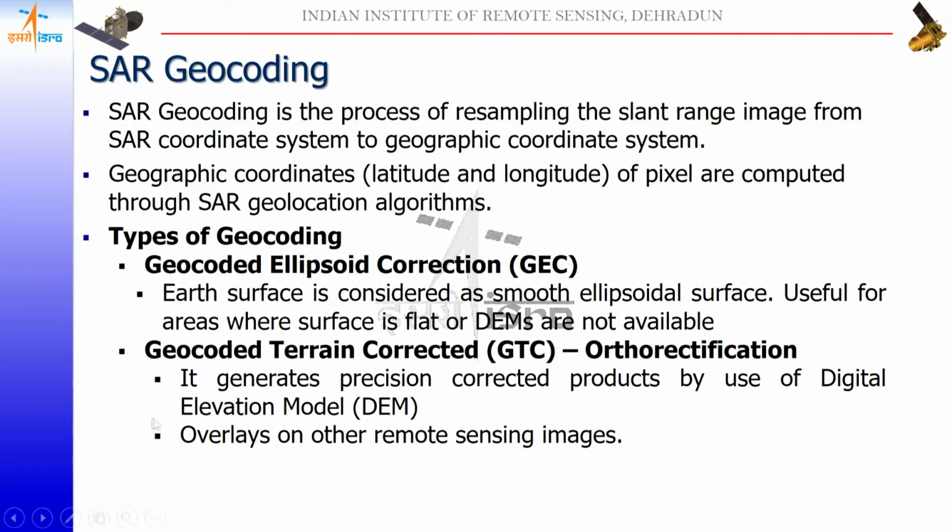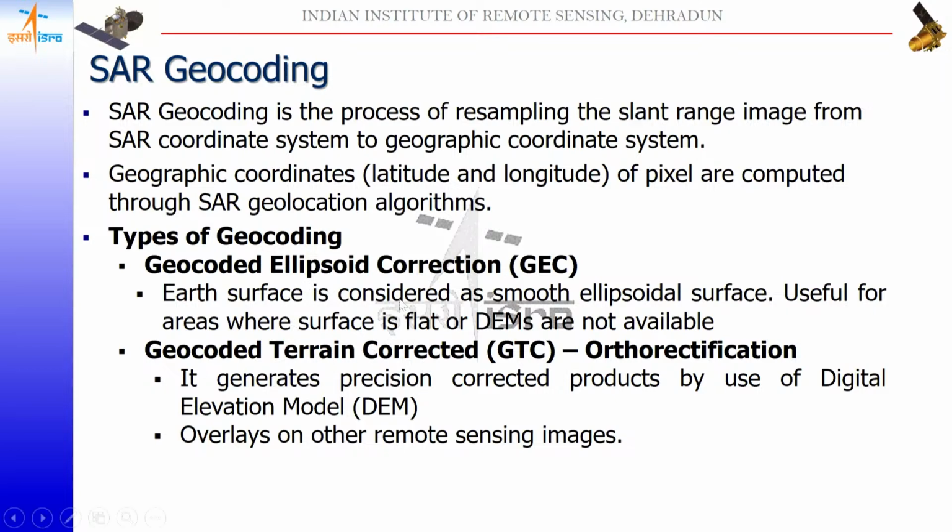So mostly we will use the GTC product only, because that is the ortho rectified product, and we can compare this product with other GIS products. Like we can compare with maps and with other raster images, like an optical image, or either a hyperspectral or thermal image.